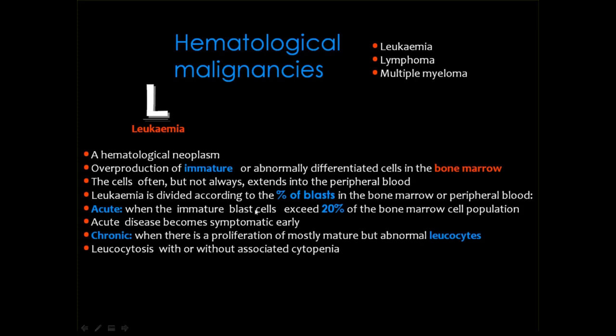Leukemia is divided according to the percentage of immature or blast cells in the bone marrow or in the peripheral marrow. In the acute condition, the immature cells exceed 20% of the bone marrow population, and the symptoms are seen early in the patient. In chronic cases, there is proliferation of mature cells, but they are abnormal. And these are the leukocytes, resulting in leukocytosis with or without associated cytopenia.